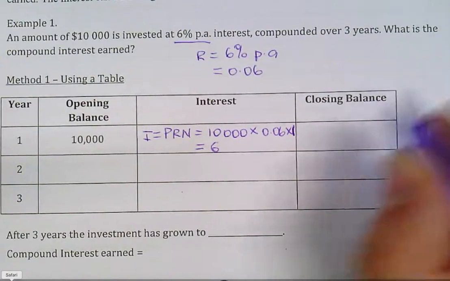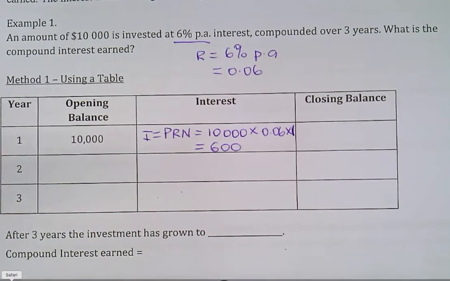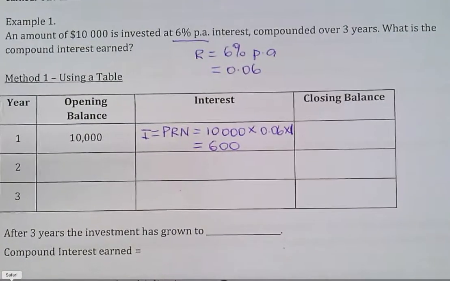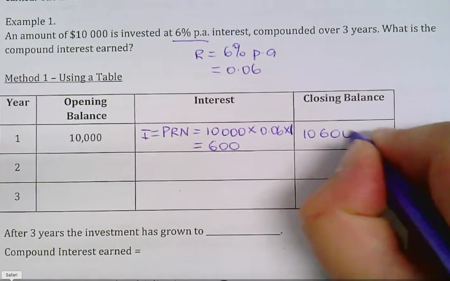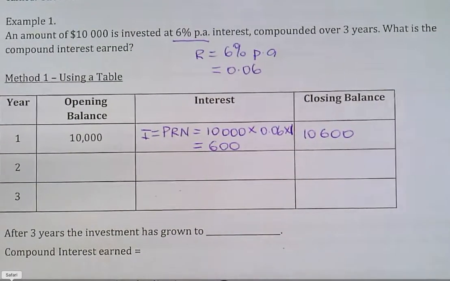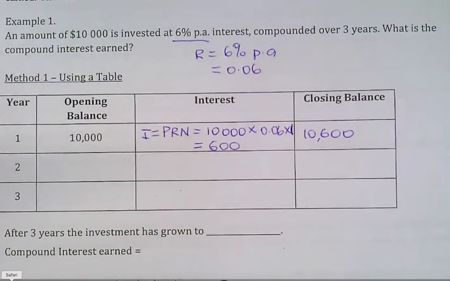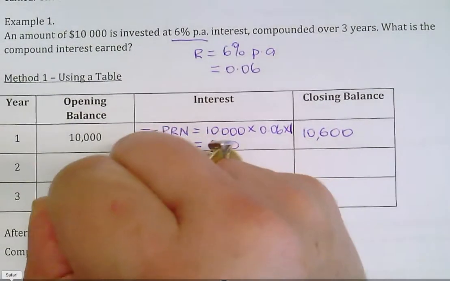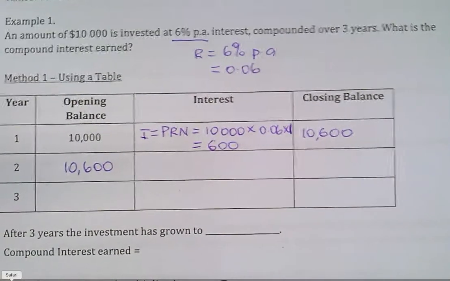$600. So I start with $10,000 and I earn $600 interest in the first year. How much money do I have at the end of the first year? 10,600 is my closing balance. I've got 10,000 plus the interest, which is 10,600. So there's the end of the first year. Second year starts. My opening balance is now 10,600.